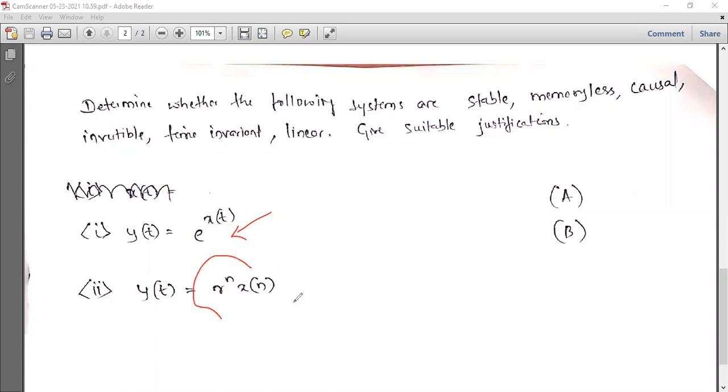Okay. By the way, r to the power x of n. What happened here? R to the power x of n. What do you think? Stable or unstable? R to the power n x of n. Unstable. We discussed this thing when we were talking about exponential signals, right? So for an R value, something like 0.5, what's going to happen? 0.5 to the power 1, 0.5 to the power 2, 0.5 to the power 3.